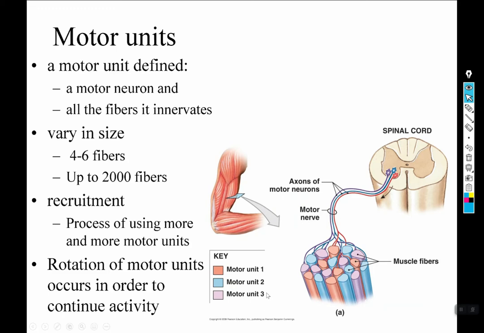So if I have the maximum impulse frequency on all of my motor units, that's going to set the maximum tension I can generate in that particular muscle organ.